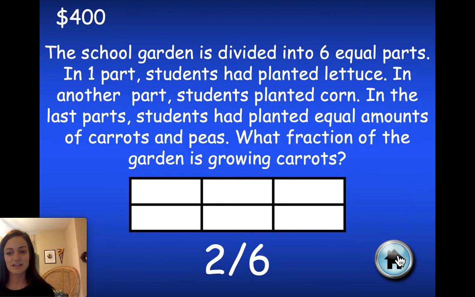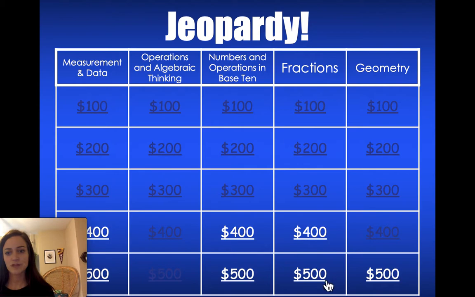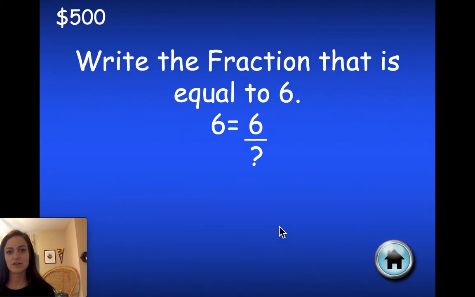All right, let's go back to the game board. Let's do fractions. Write the fraction that is equal to 6. Let's see if you remember this. We didn't get a whole bunch of time to spend on this, but a fraction that's equal to 6. So 6 is the same as 6 over what? Remember we talked about whole numbers? Hopefully that helps you a little bit. Go ahead and write down your answer and click play when you're ready to find out if you got $500. Okay, let's go.